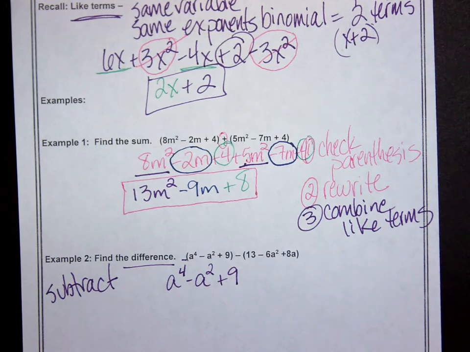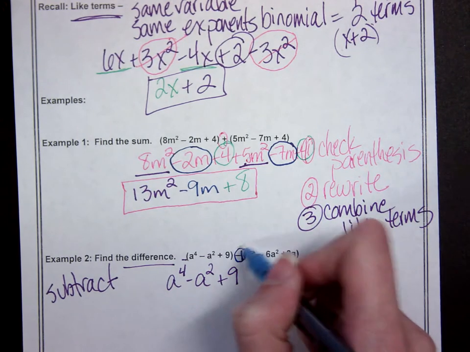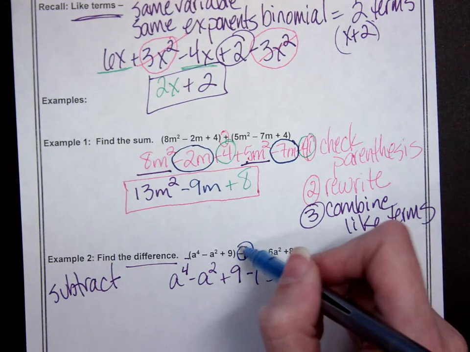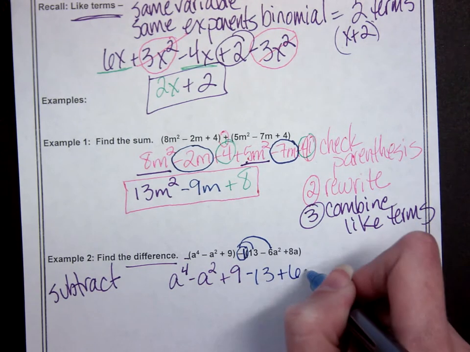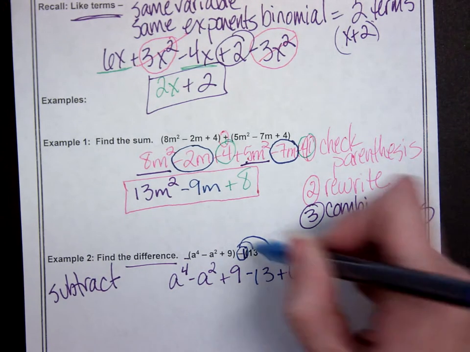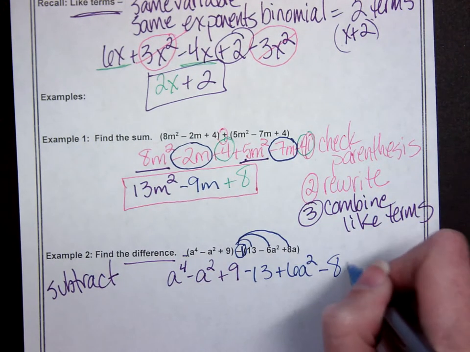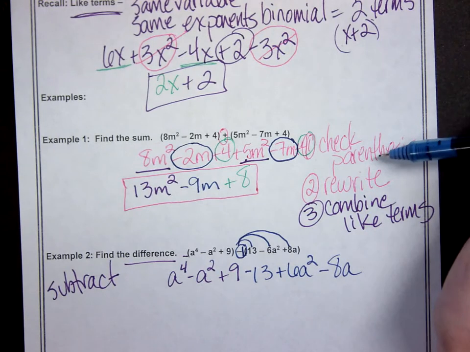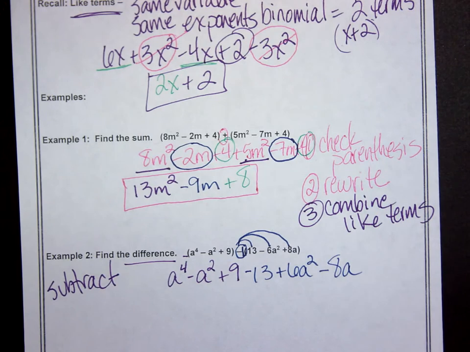But this one does matter. Remember, there's a 1 here. So this is negative 1 times 13 makes negative 13. Negative 1 times negative 6 is positive 6a squared. And negative 1 times positive 8 is negative 8a. So in checking and clearing the parentheses, we rewrote it already, and we're ready to combine like terms.